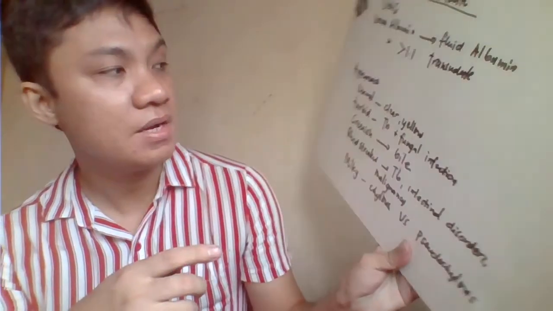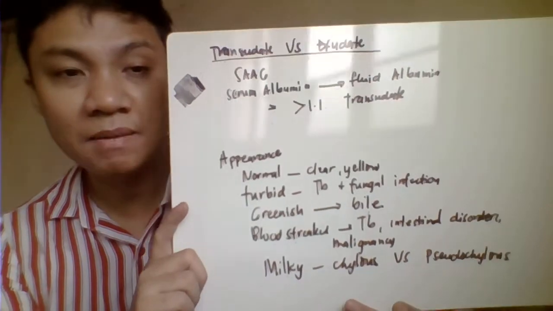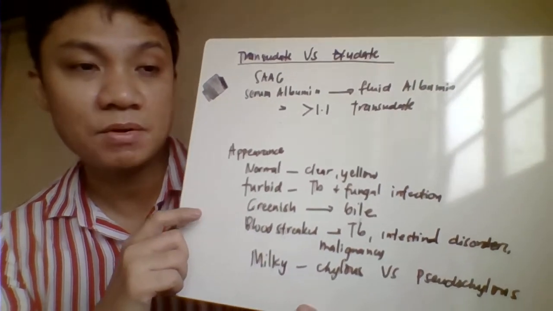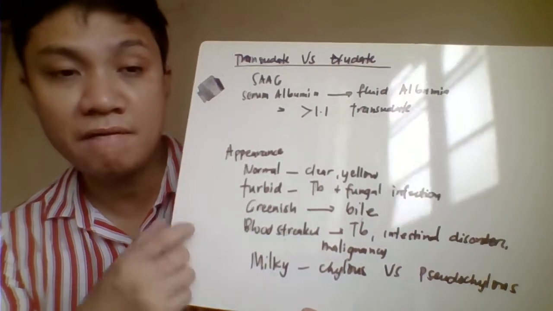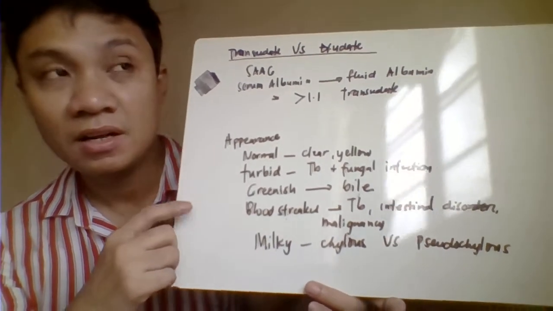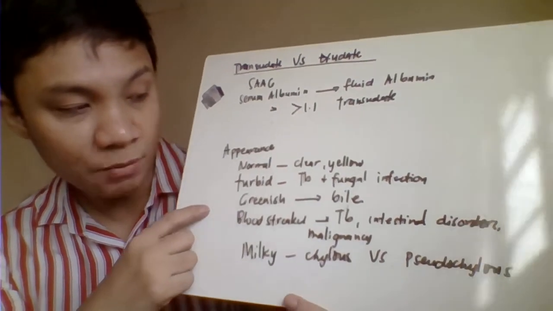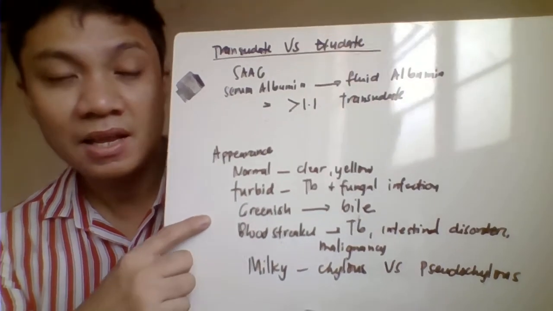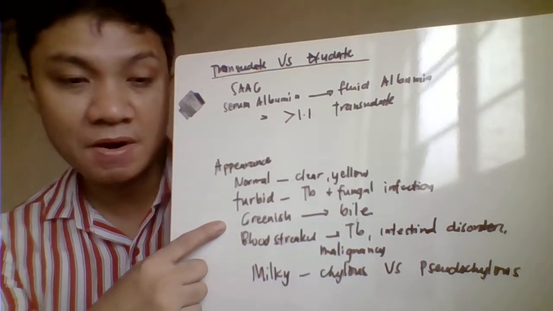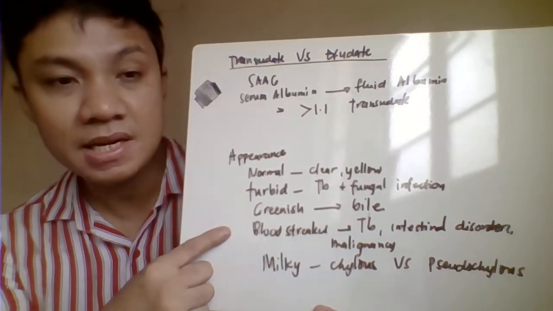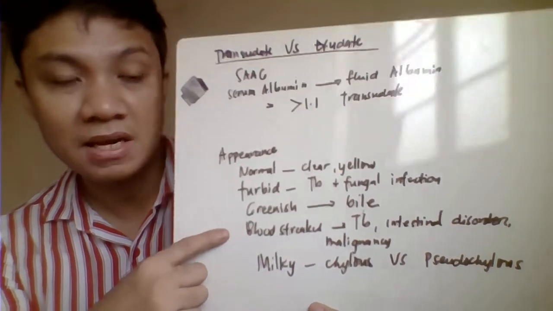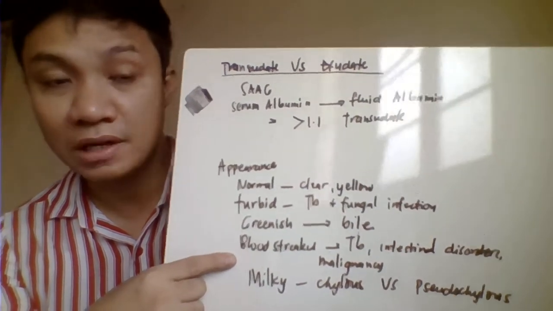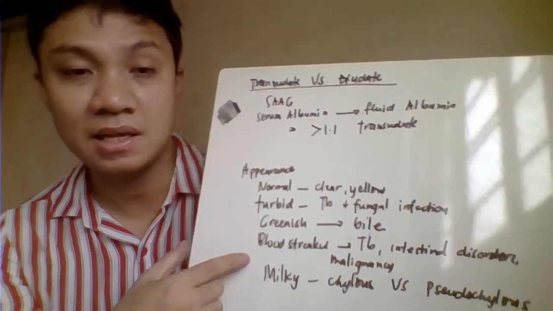Okay, then we have also here your appearance. Normal peritoneal fluid is clear yellow. A turbid specimen would signify high WBC count that might be related to your bacterial, tubercular, or even fungal infection. Then we have your greenish or dark brown related to the presence of bile, and you need to confirm this one with your test for bilirubin. And we have the blood streak here related to tuberculosis or even some malignant disorders. And a milky specimen, then you need to classify if this one is due to your chylous or pseudochylous mechanism.